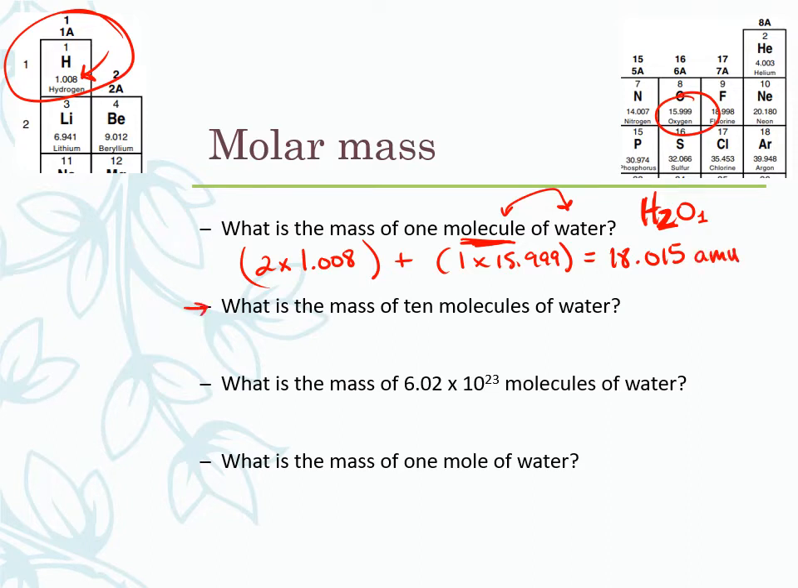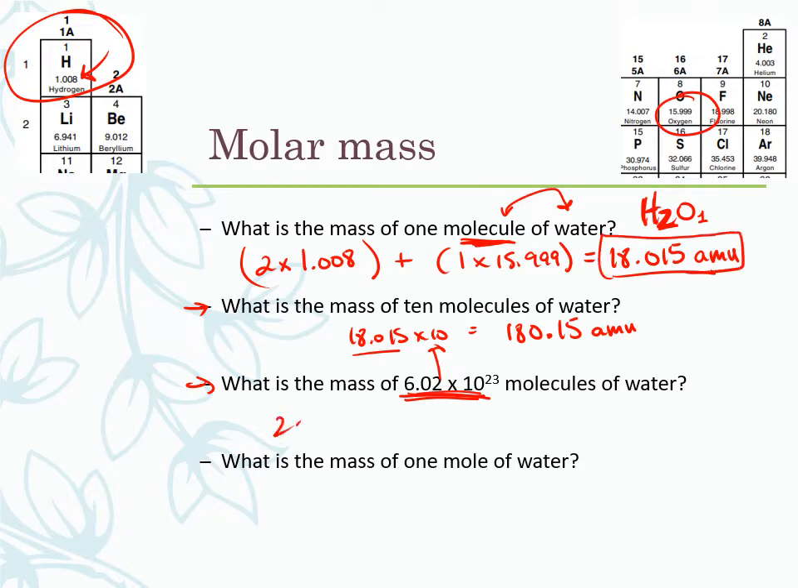The mass of 10 molecules of water, I'm just going to take that number and multiply it by 10, and I'm going to get 180.15 AMUs. But what if I wanted to know the mass of this 6.02 times 10 to the 23rd, 602 septillion molecules of water? I could take this number and multiply by that number, or I could remember that this is my mole number. And if I have the mole number, I'm going to go back to that mass, 2 times 1.008 plus 1 times 15.999. That's going to equal 18.015, but instead of AMUs, it's going to be grams.